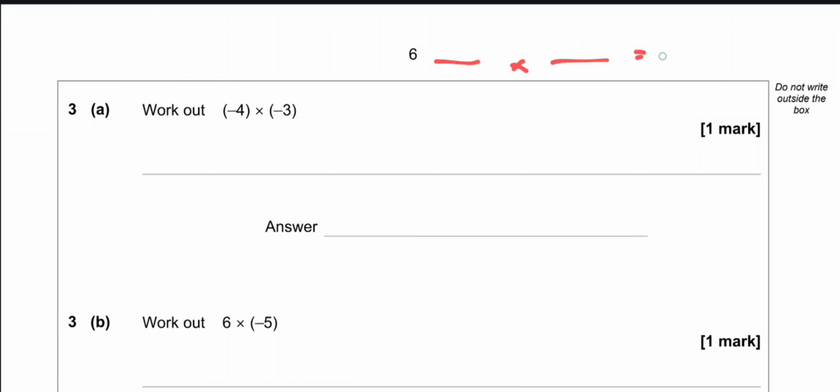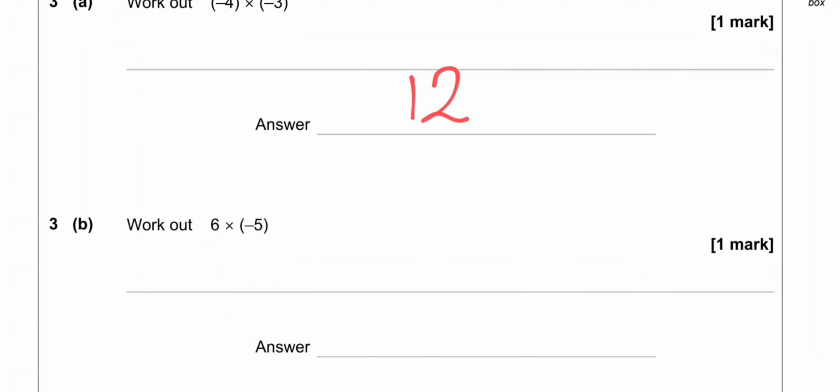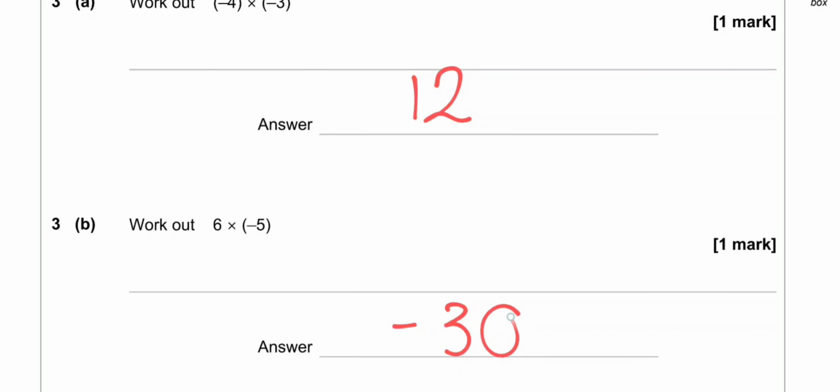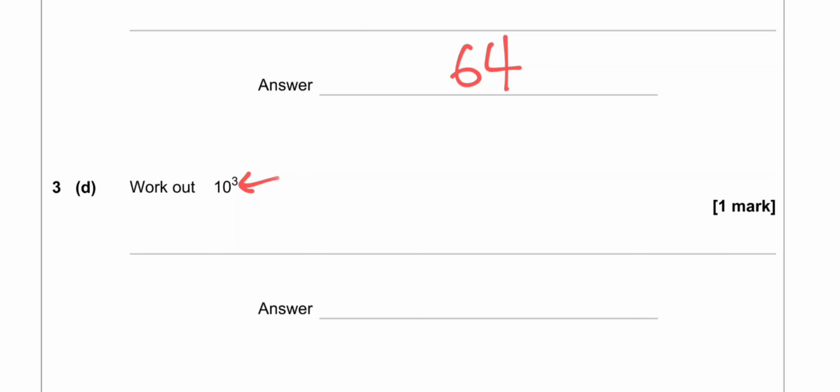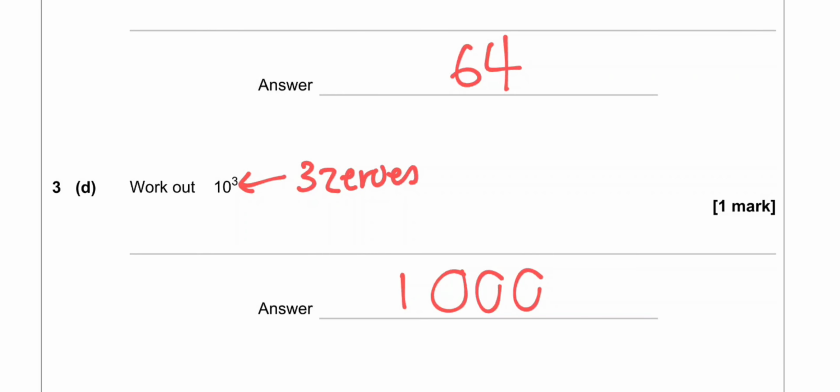Okay, now remember that a negative times a negative equals a positive, and you'll be fine with this. Minus 4 times minus 3 is 12. 6 times minus 5 just gives minus 30. Minus 8 times minus 8 equals 64. And then 10 to the power 3 means a 1 and 3 zeros. 1,000.